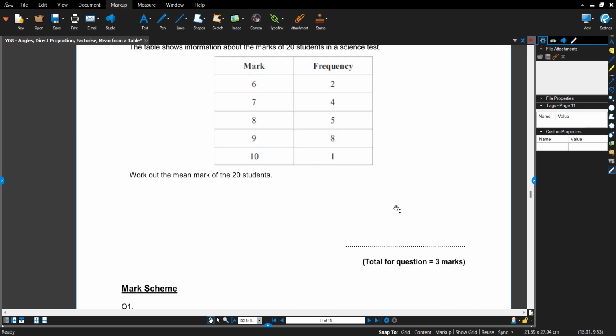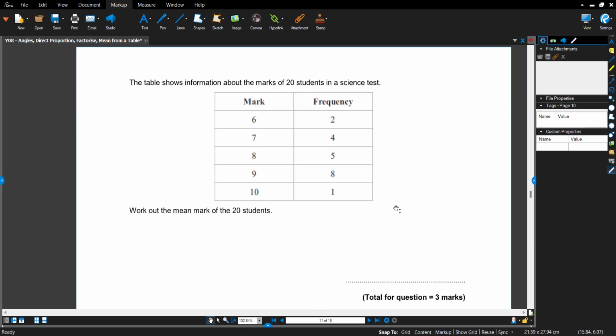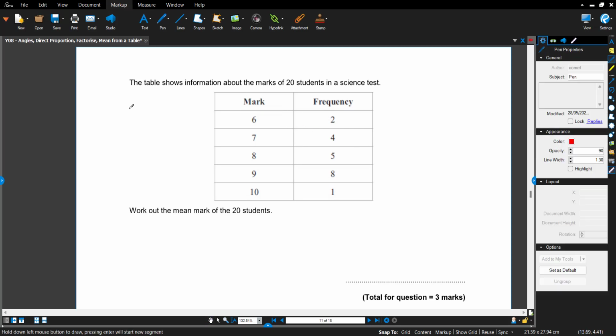Let's go finish this. Do you want to just do this yourself? The table shows info about the marks of 20 students. So they're saying there's 20 students in the science test. So the frequency should be the number of students. So 2 students got 6, 4 students got 7, 5 students got 8, 8 students got 9, 1 student got 10. So the total number of students, if you wanted, you could write total here. It's going to be 2 plus 4 is 6, plus 5 is 11, plus 8 is 19, plus 1 is 20. Yeah, makes sense, 20.